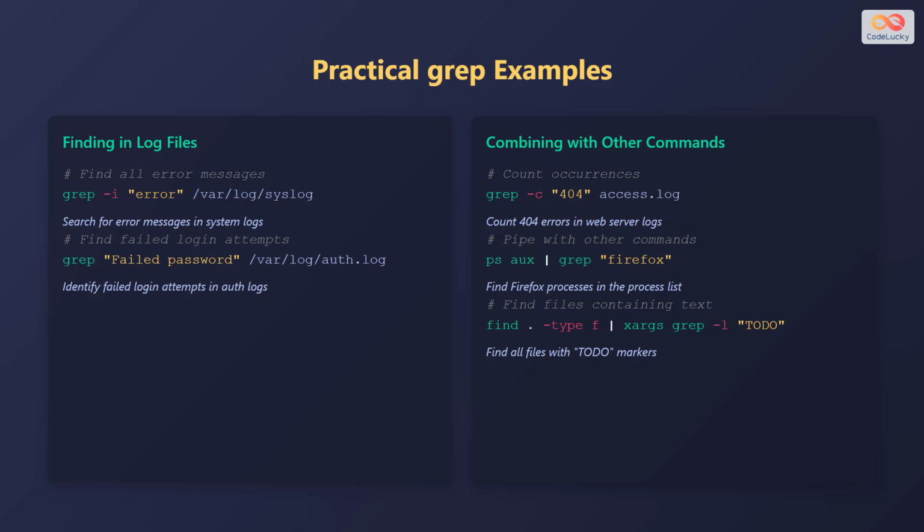Lastly, to find files containing specific text, you can combine find and grep. The command find . -type f | xargs grep -l todo will search for all files in the current directory and its subdirectories that contain the word todo.